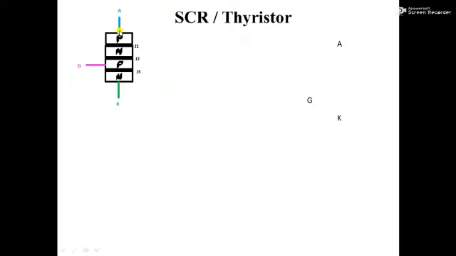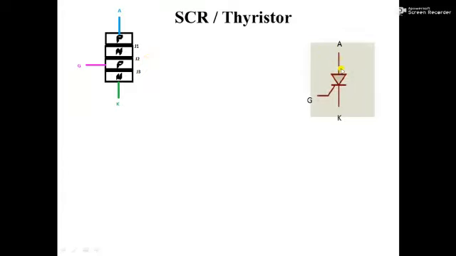It has 3 terminals: anode, cathode and gate. Like a transistor has 3 terminals, emitter, base, collector, similarly an SCR has 3 terminals: anode, gate and cathode. So this is the construction of SCR.